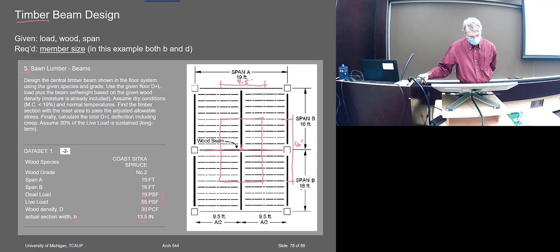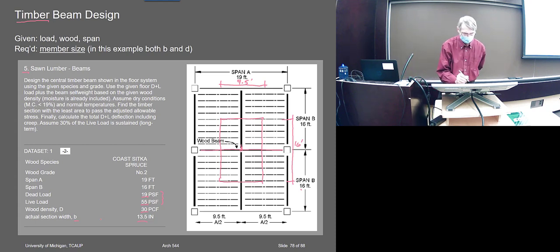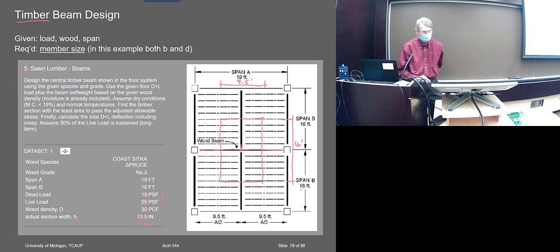Actual section width. Okay, pretty stout member. 13.5. We can see, maybe I'll try it with a smaller member first, but okay, that was the suggested thickness. I think in the homework problem it gives you that thickness just to limit the possibilities. So that would be pretty heavy timber, right? We're talking something about like that.